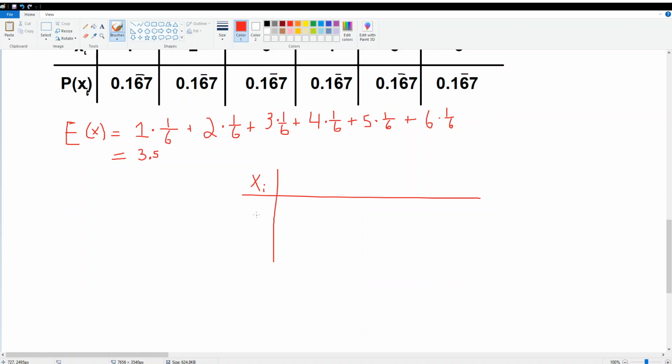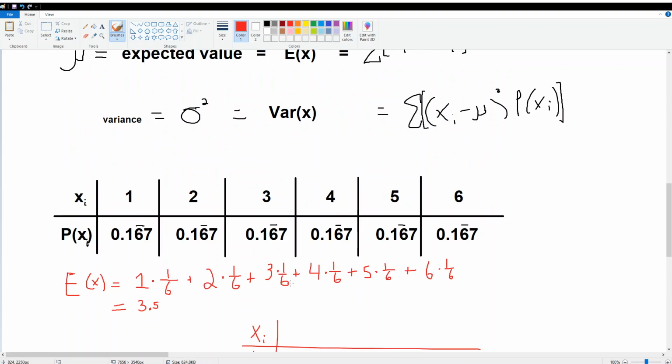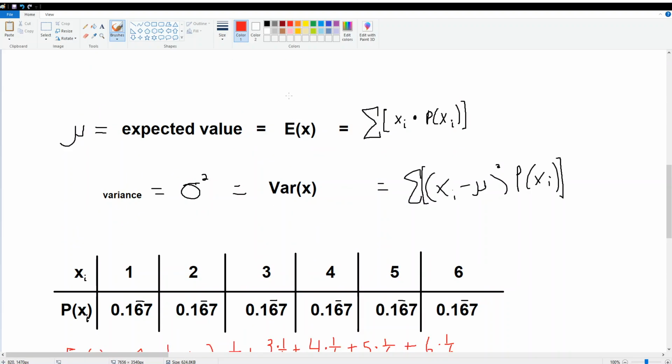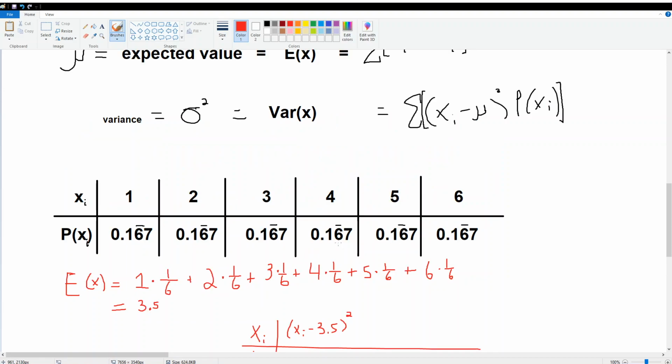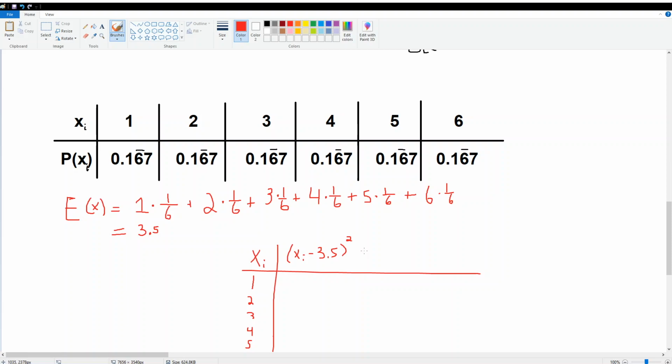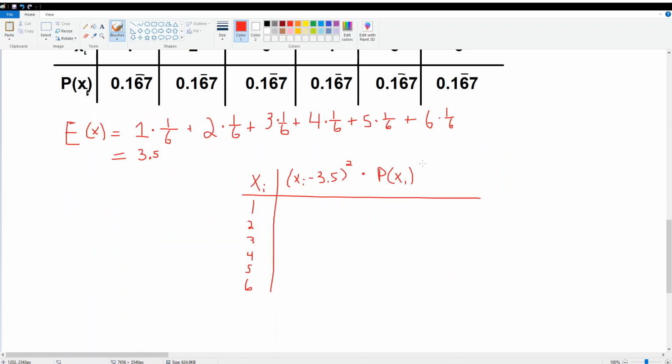So, like before, we start with our data points: 1, 2, 3, 4, 5, and 6. You might say, what's the mean? The mean is the expected value. We just computed it, 3.5. So, xi minus 3.5, and we square that. And then we multiply it by p of xi. Yep, it's ugly. Variance is just like that.